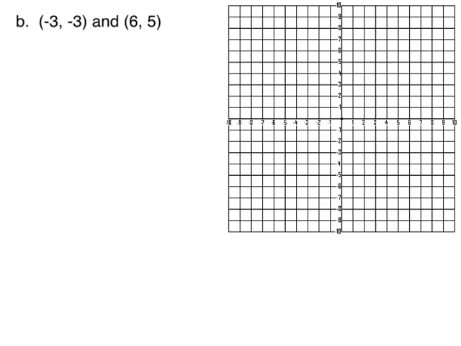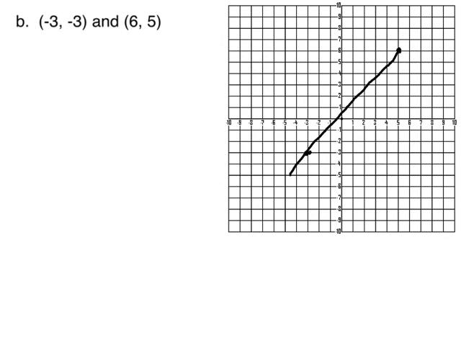Okay, let's do one more. Alright, negative 3, negative 3, and 6, 5. On this one, I can plot it. I don't have to because now I have algebraic formulas for all of this. But negative 3, negative 3 would end up right here. And 6, 5 would end up right here. And here's the line that's going to go between the two.